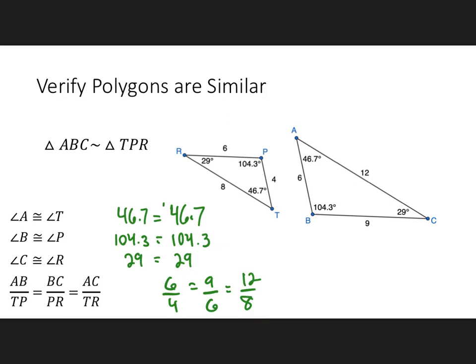For 6/4, we can divide the numerator and denominator by 2 and get 3 over 2. For 9/6, we can divide the numerator and denominator by 3 and also get 3 over 2. And 12 over 8 reduced by 4 is 3 over 2. So since each of these ratios reduces to 3/2, our scale factor is 3:2.